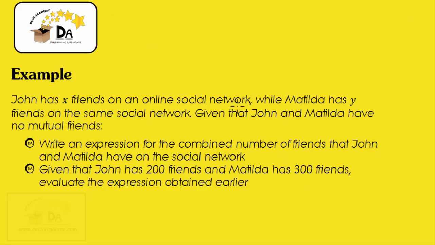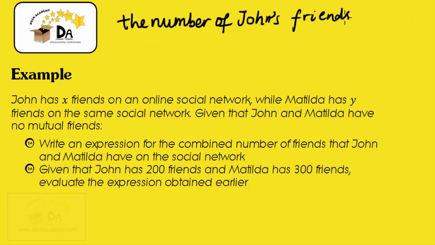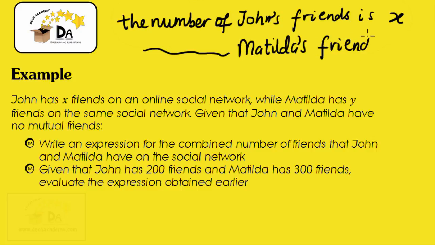John has X friends. So the number of John's friends is X. So this symbol X is being used to represent the number of John's friends, or the number of friends John has, while Matilda has Y friends. Same thing up to here, but it's Matilda's friends. The number of Matilda's friends is Y. So John has X friends on an online social network, while Matilda has Y friends on the same social network.